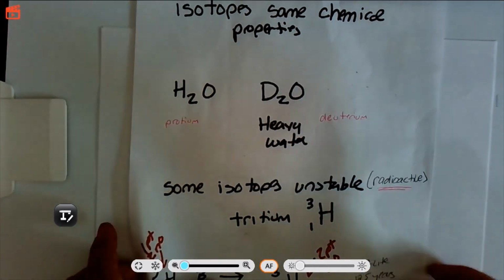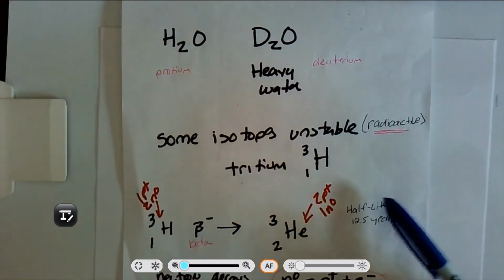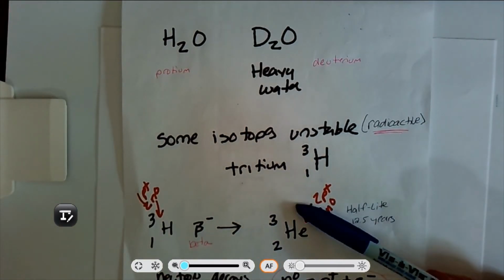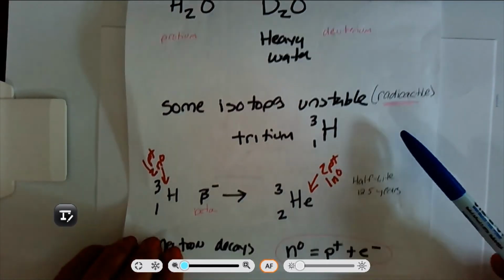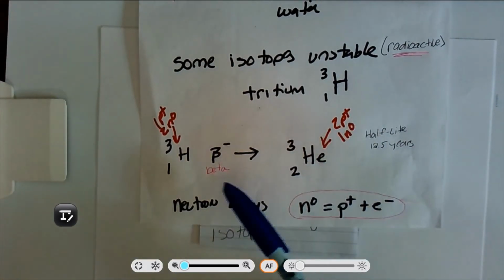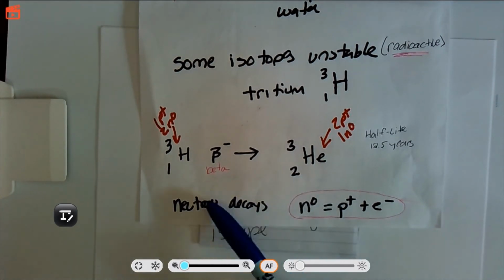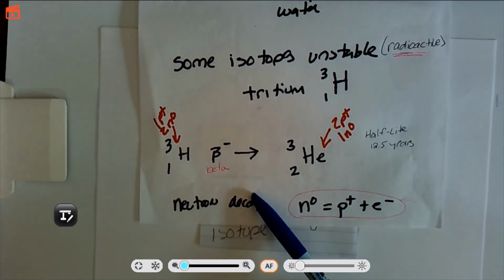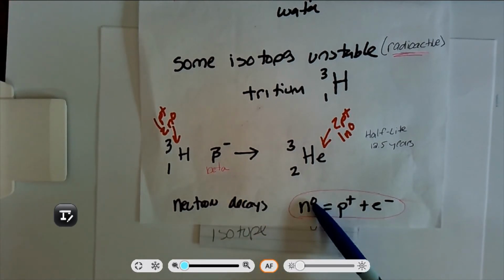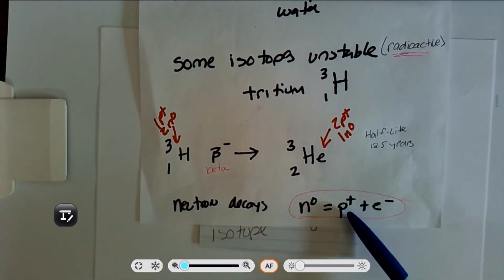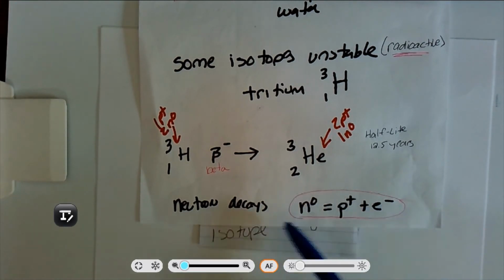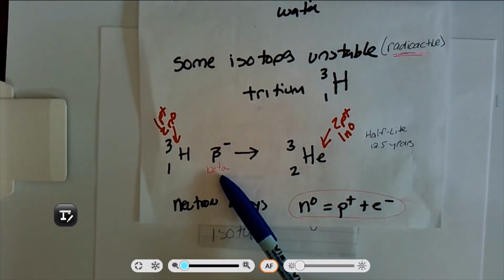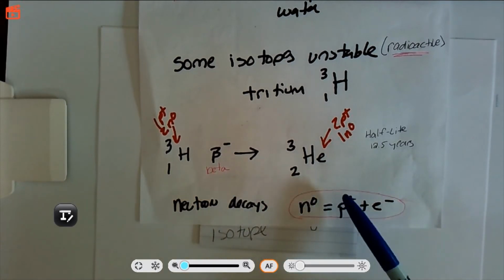The other thing you should realize is that some isotopes are unstable, and such is the case with tritium. Tritium is radioactive. It has an unstable nucleus. So what happens is, in the nucleus, a neutron can decay. That's one type of radioactivity. When a neutron decays, it breaks down into a proton and an electron. The electron shoots out as a high-speed beta particle. And what's left in the nucleus is an additional proton.